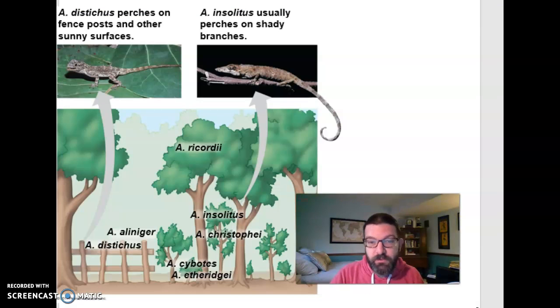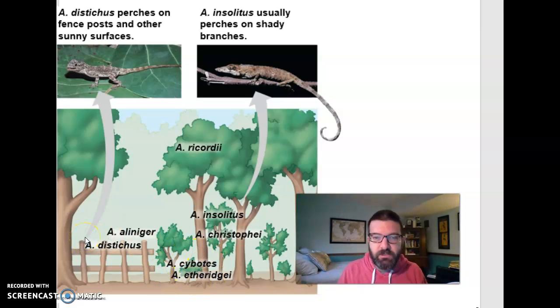For example, earlier this semester, you guys did a lab where you looked at a bunch of different anolis lizards that initially were probably very similar, came from very similar ancestors, but they have partitioned the resources in this habitat. Some of them became better over time, over evolutionary time, at living in the top branches, right? Some of them became better at living on the trunks, and some of them became better at living on the ground or in the underbrush or on fences.